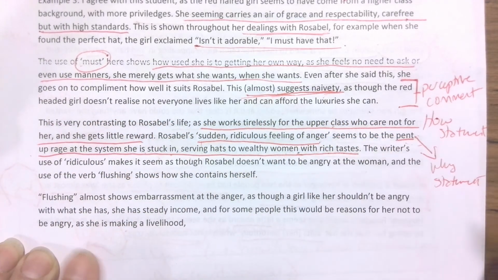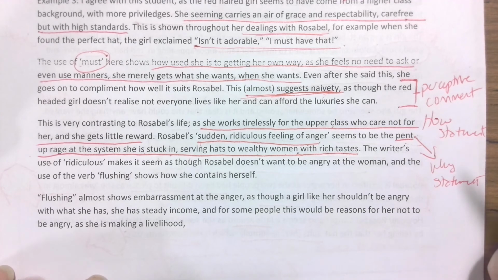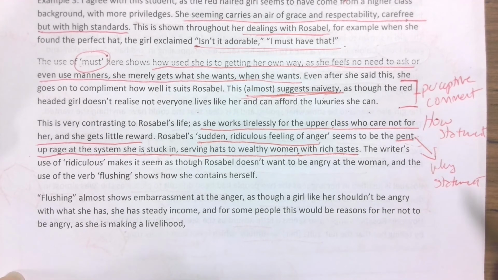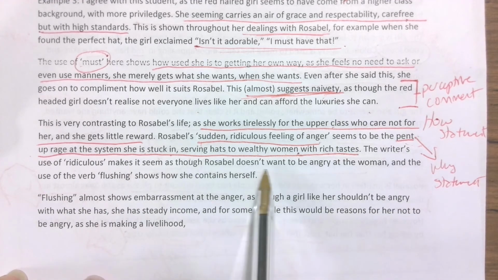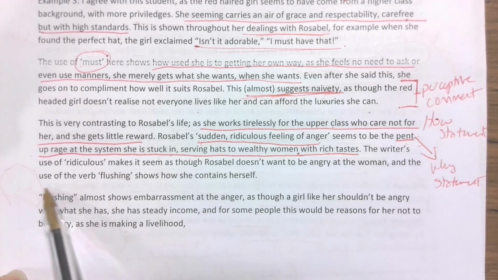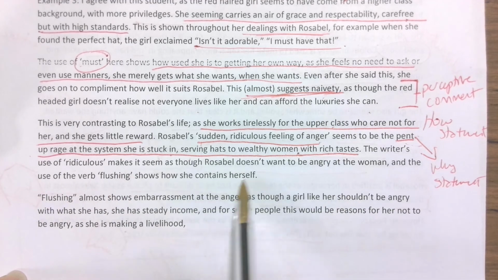Now, personally, if I was marking this, I would have marked this as another perceptive comment, but it wasn't marked as such on the actual exam by the examiners. However, this is going beyond the statement to look at the system, not just the girl. It says the writer's use of "ridiculous" makes it seem as though Rosabel doesn't want to be angry at the woman, and the use of the verb "flushing" shows how she contains herself.